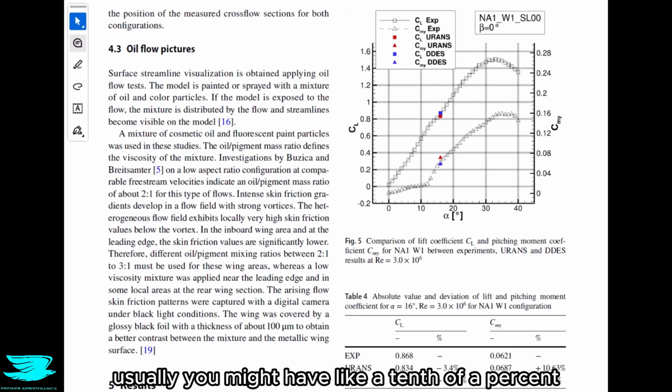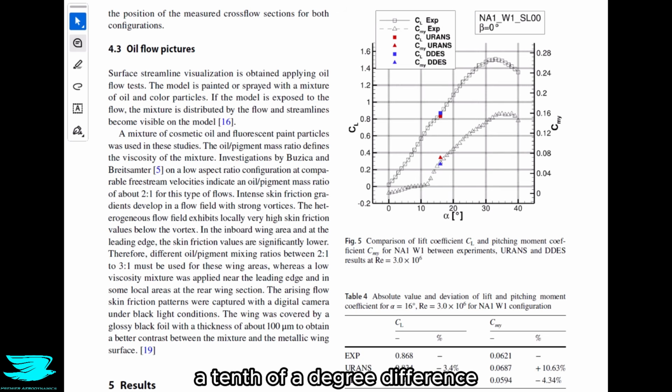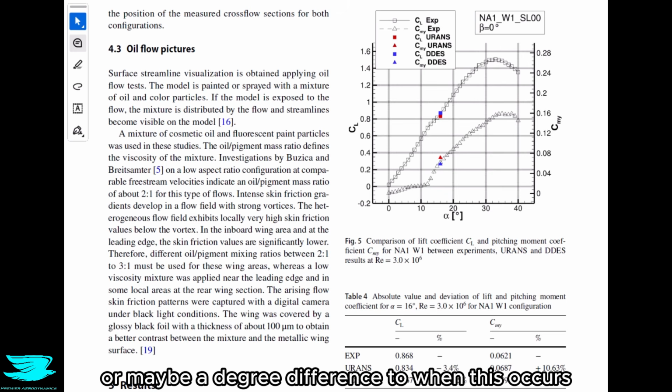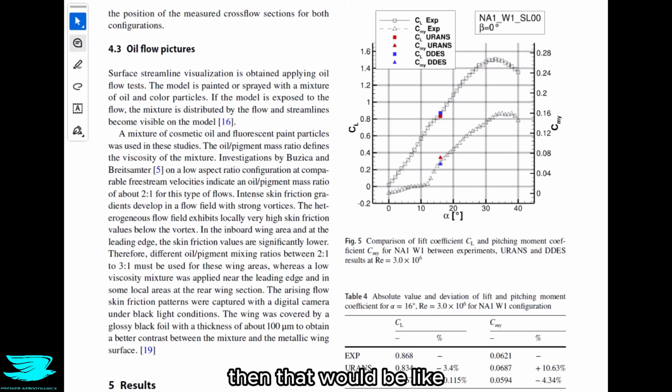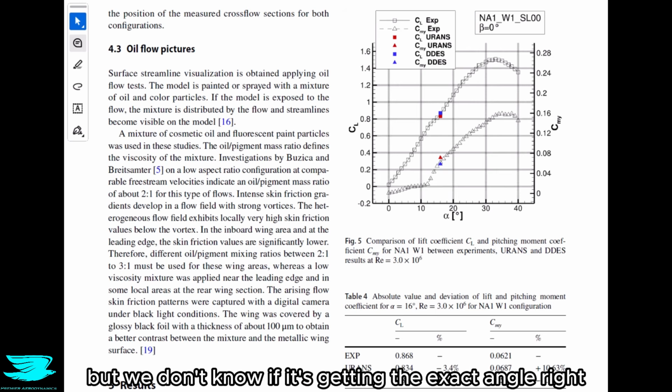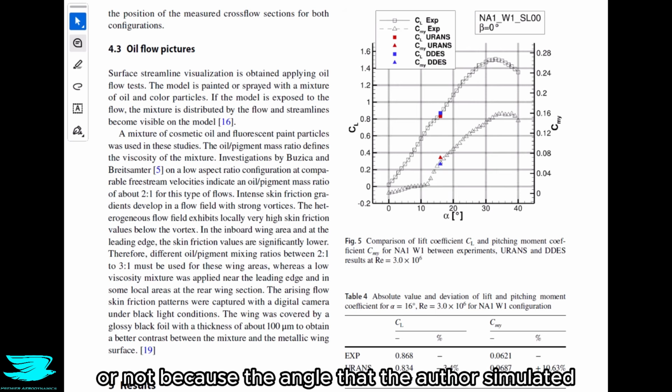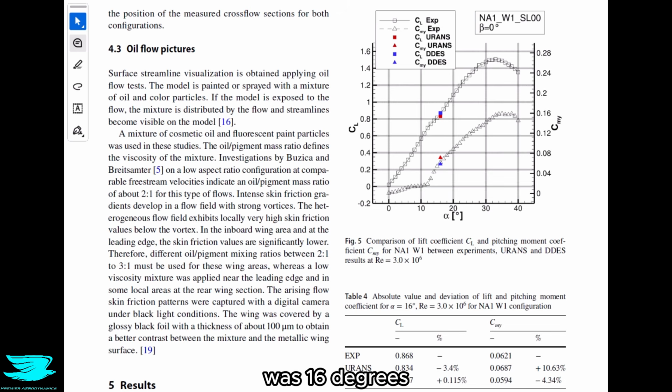Usually you might have like a tenth of a degree difference, or maybe even a degree difference to when this occurs. But if you were to get it right on that point, then that would be like incredibly impressive for the CFD. Right now the CFD is picking it up, but we don't know if it's getting the exact angle right or not, because the angle that the author simulated was 16 degrees, and that's already a little past the point at which this inflection point occurs. But it's still very impressive.